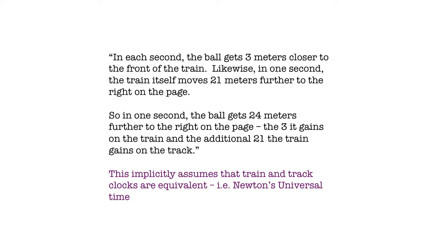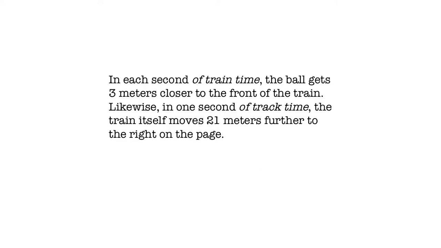There's no absolute time. So what I've done here is written out the same paragraph, but been explicit about when we're talking about train time and when we're talking about track time. So we see in each second of train time, the ball gets 3 meters closer to the front of the train. In 1 second of track time, the train itself moves 21 meters further to the right on the page. And now that I've inserted explicitly when we're talking about train time and when we're talking about track time or ground time, we see that there are in fact two different clocks that we need to keep track of.